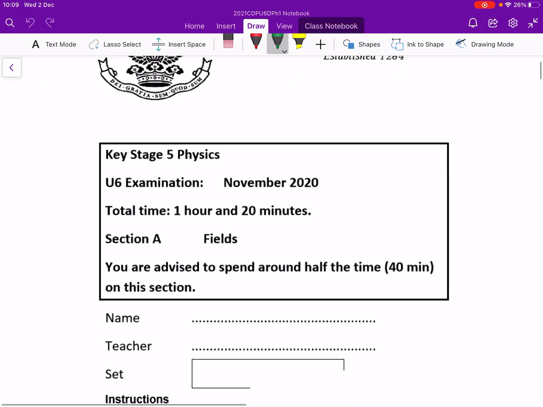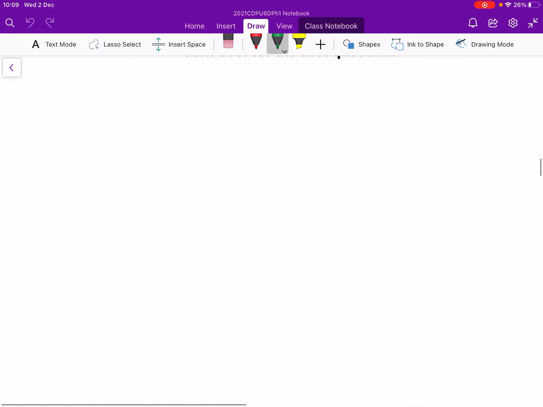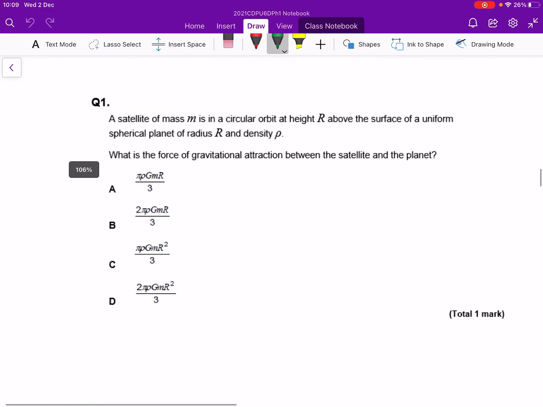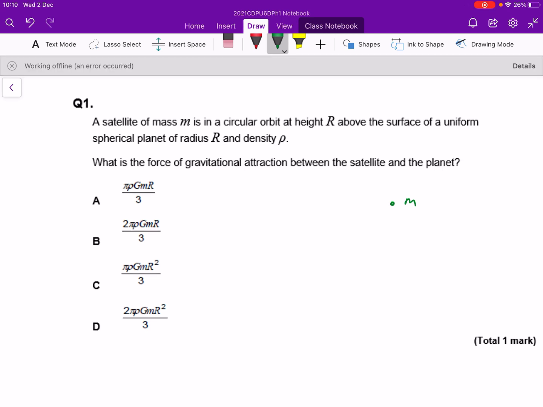Okay, this is our review of the upper sixth fields exam and specifically the multiple choice section. Okay, so we've got a satellite. Let's draw a little sketch of this. So we've got a satellite of mass m at a height r above a planet. So it looks like basically we're at 2r from the center of the planet.